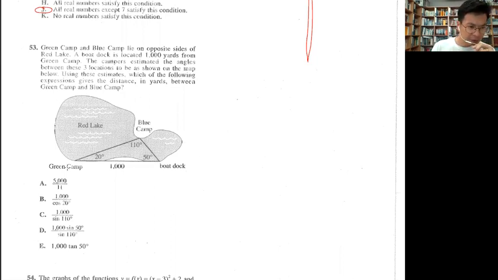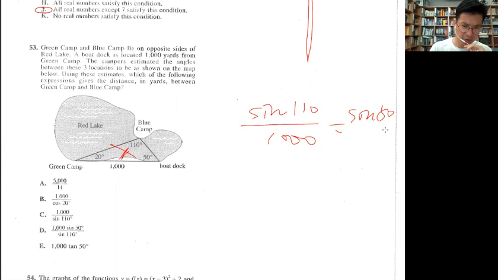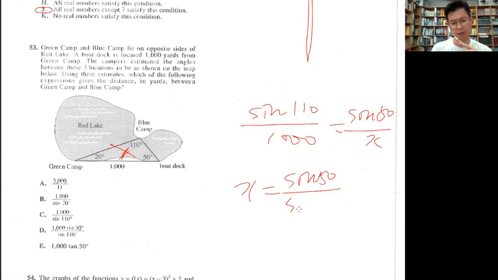Between green camp and blue camp, this one. So this is the corresponding side. So we have to put sine 110 over 1000 is sine 50 over x. So cross multiply, x equals sine 50 over sine 110 times 1000.